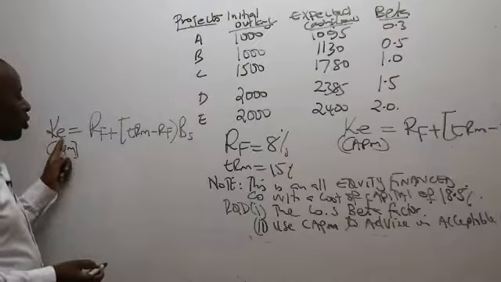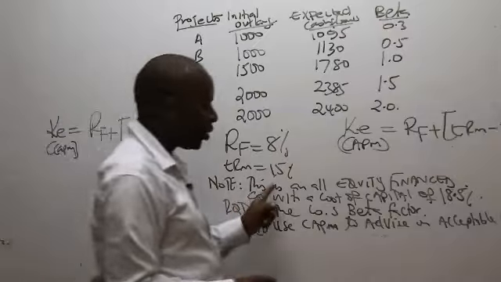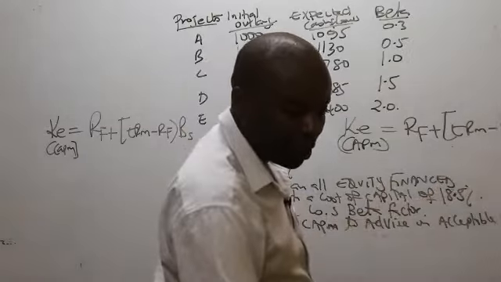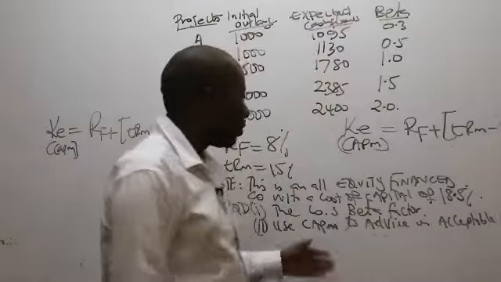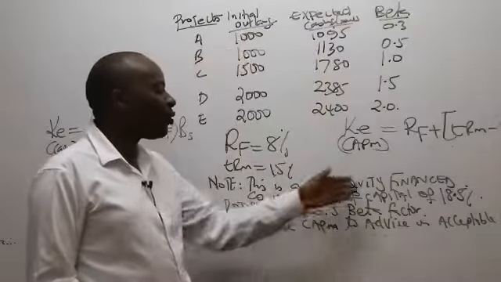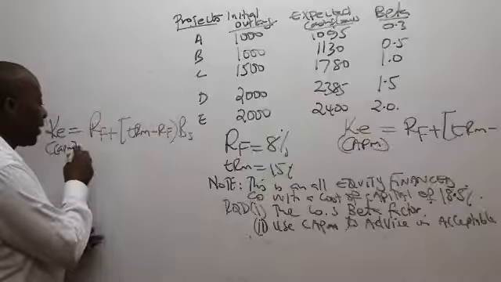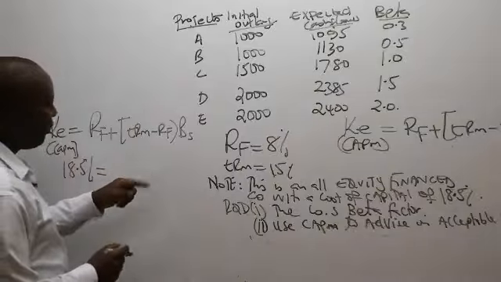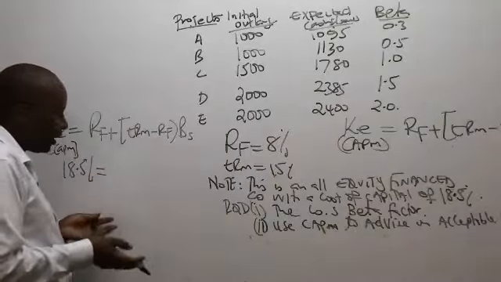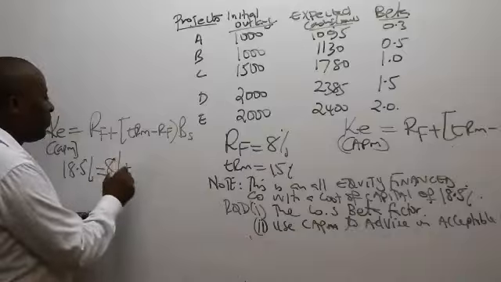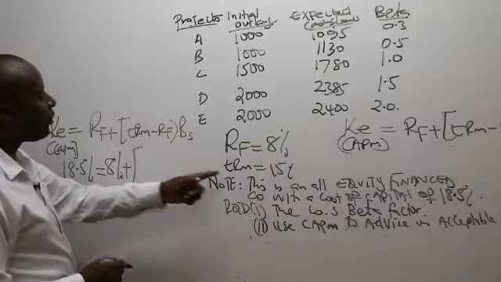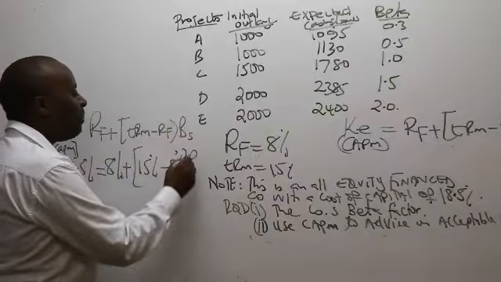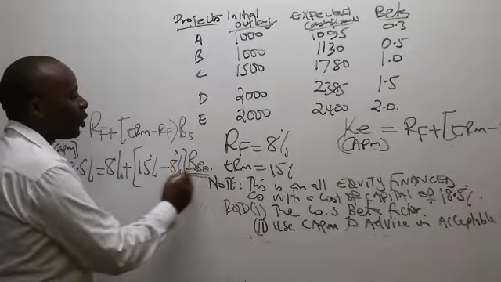So, ladies and gentlemen, they have given us the cost of equity. This is an all equity financed company whose cost of capital is 18.5%. So cost of capital has been given here: 18.5% equals risk-free. We know. If you want, you can put the percentages or you leave them. I like leaving them out. So we have 8% plus ERM, the expected return of the market, we have it. 15% minus 8%, multiplied by beta of the company that we do not know.